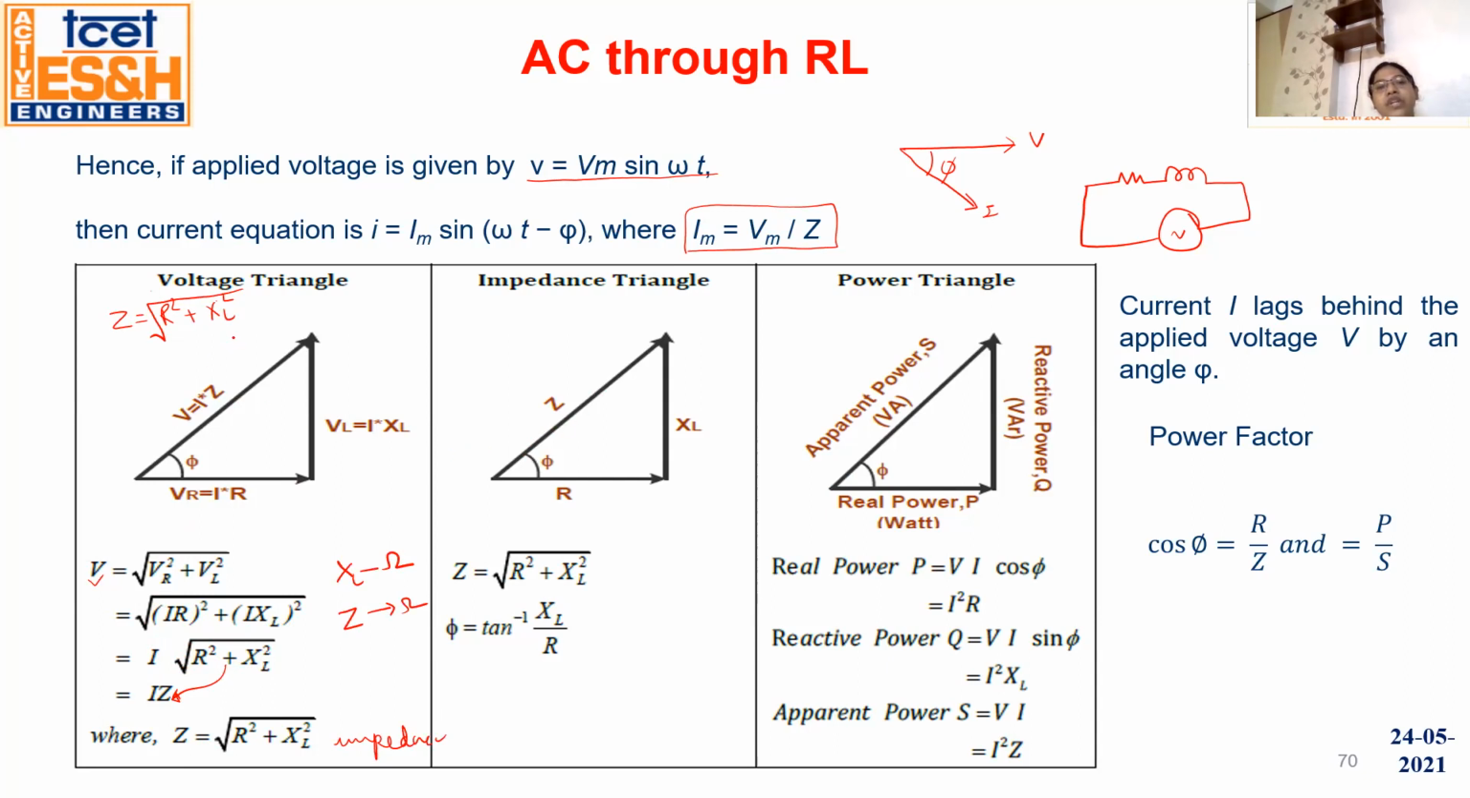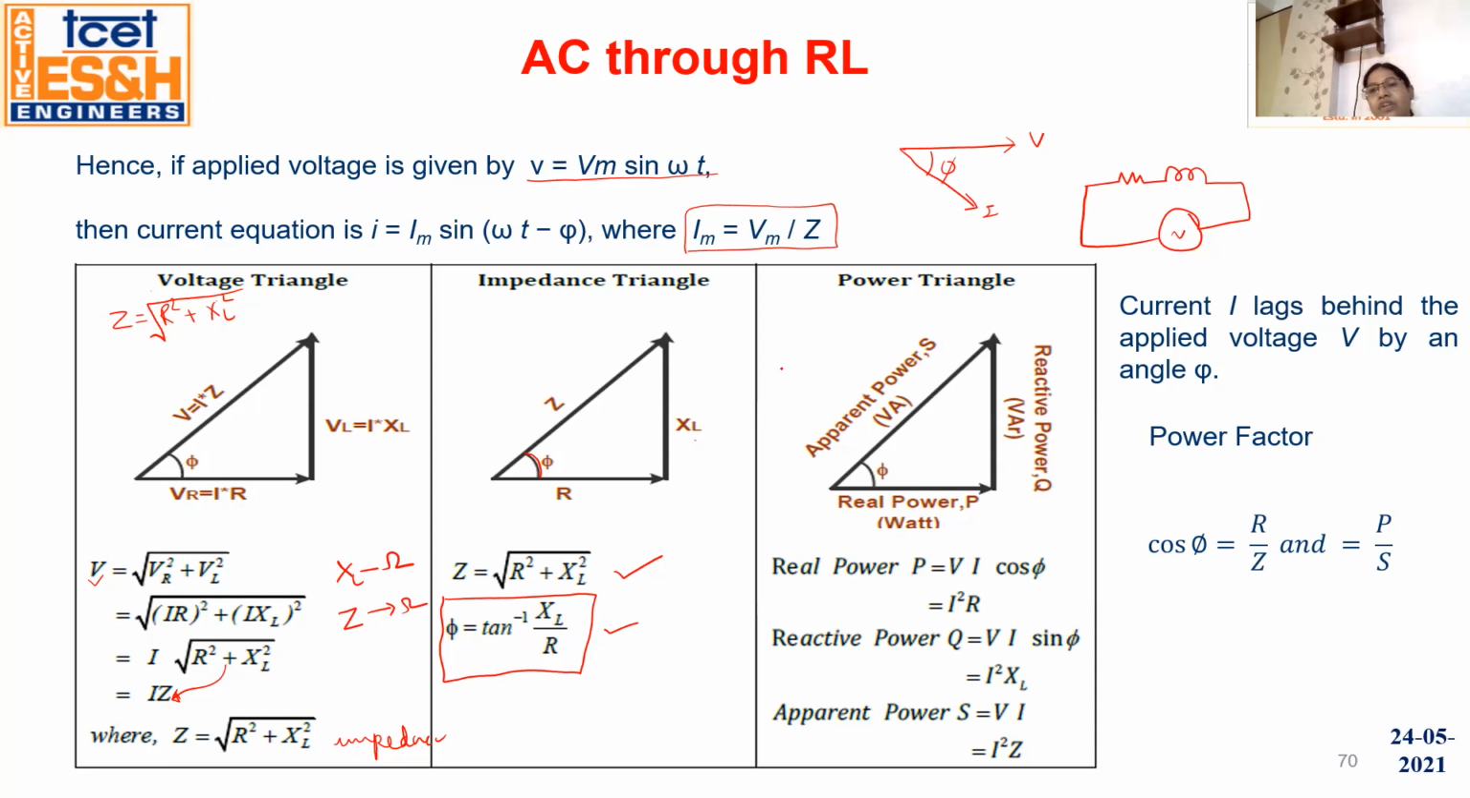So this is the voltage triangle. Now this is the impedance triangle. See here, in the impedance triangle we write R, inductive reactance, and impedance, and we directly write these two formulas, and we also write a formula for phi. From here you see this is the phi. Phi is what? XL divided by R is tan phi. If you want to find out phi, take the tan inverse of XL by R.